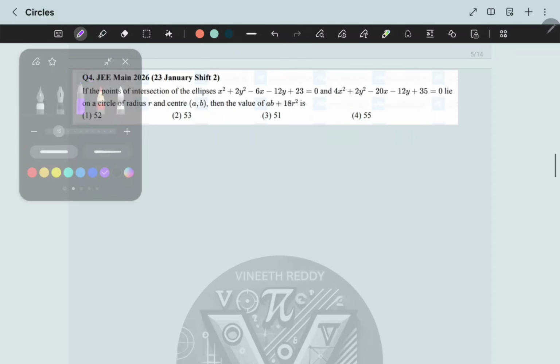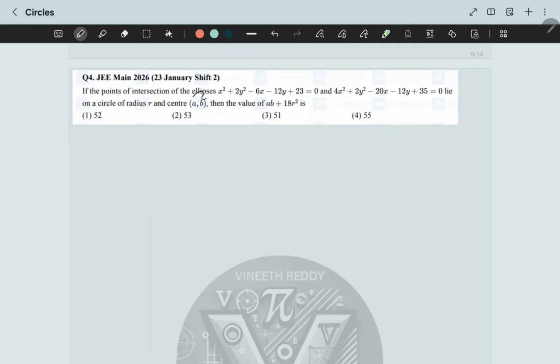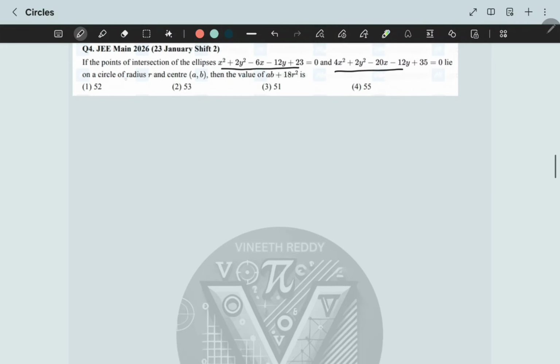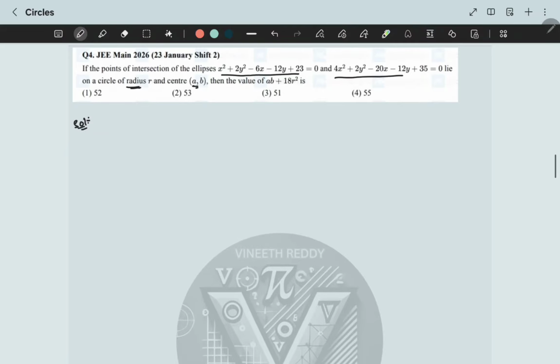Let us go to the next question. Next question says if the point of intersection of the ellipses, now this is a new model, lie on a circle of radius r and center. It's a very standard type of question. Whenever they say an ellipse is meeting a circle, or a circle is meeting a straight line, or parabola and circle, or any combination, if they give you two different curves, then we can definitely think of family of curves, and the equation of family of curves will be in this particular way.